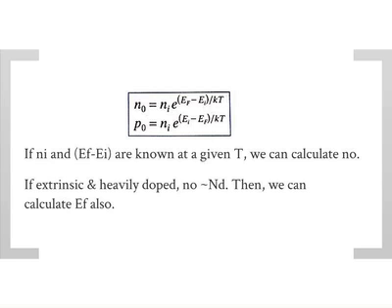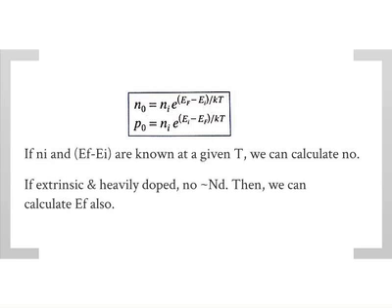Do you see that? Because with Ni and this difference in energy and temperature, you can calculate n naught. If you know n naught, you can calculate p naught from here. You have to make that logical step. So keep that in mind.